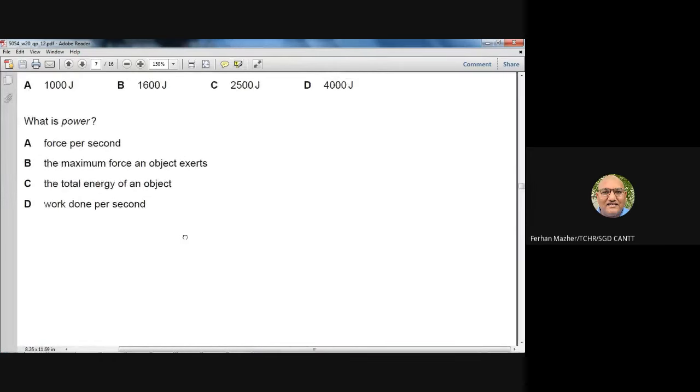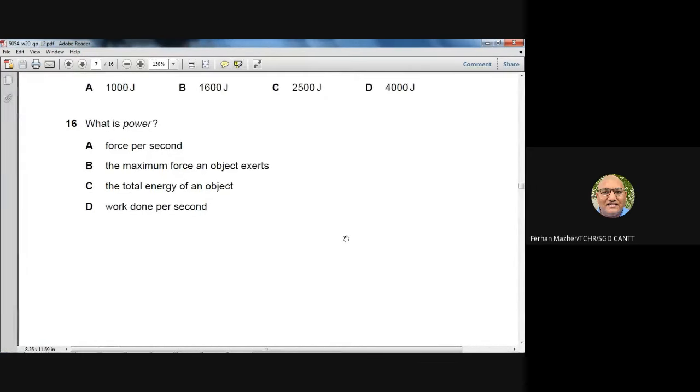Okay, on your screen, we have question number 16. What is power? Power is the rate of work, the rate of transfer of energy. Power is basically work divided by time. Power is the energy divided by time. So it is work done per second.